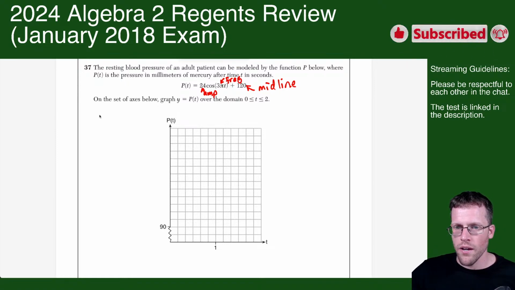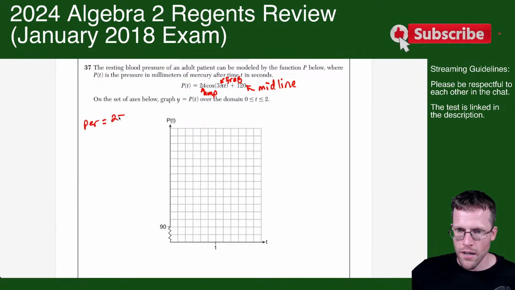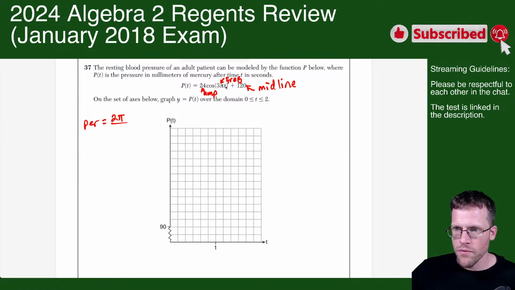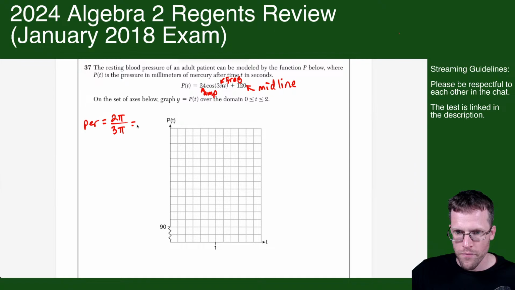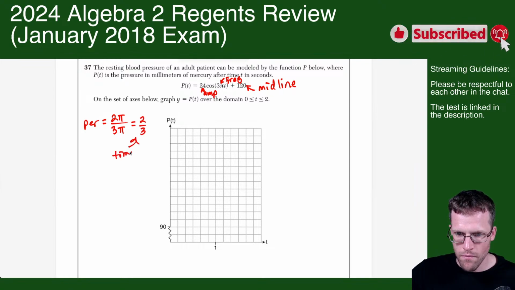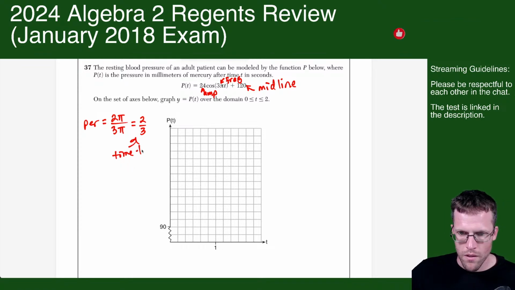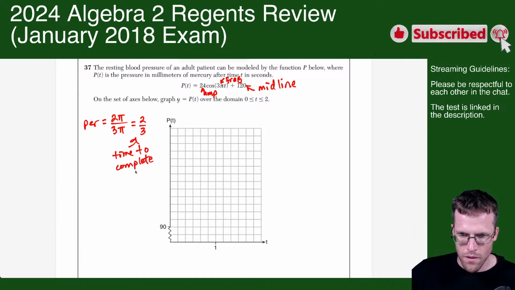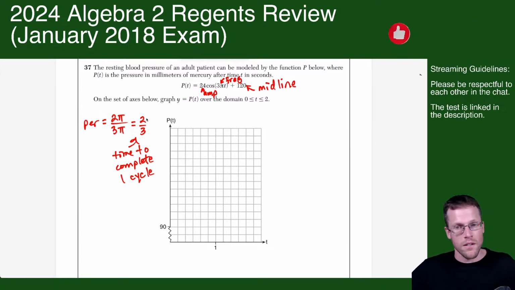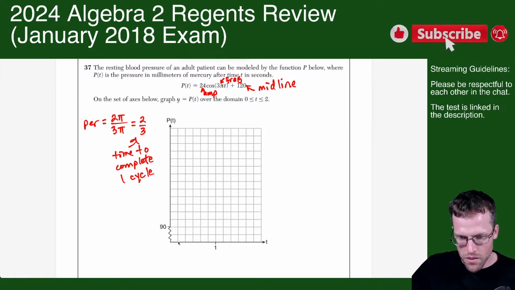Now, one thing to point out is that the period is 2 pi divided by the frequency, which is the coefficient of the variable. And this is going to tell us the time to complete one cycle. Okay, which is actually one of the follow-up questions. So the period is how long it takes to complete one cycle.